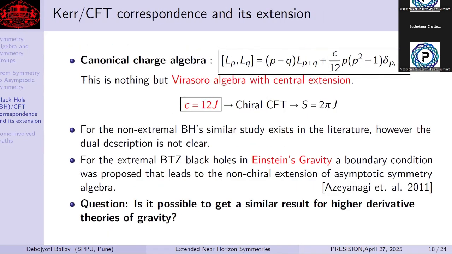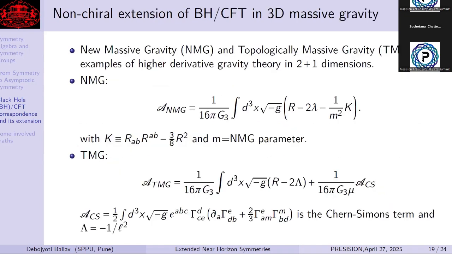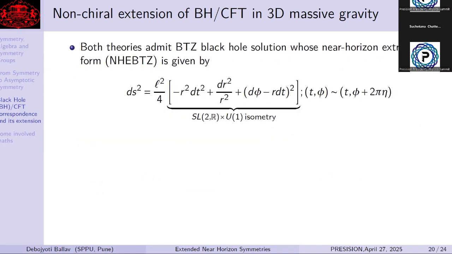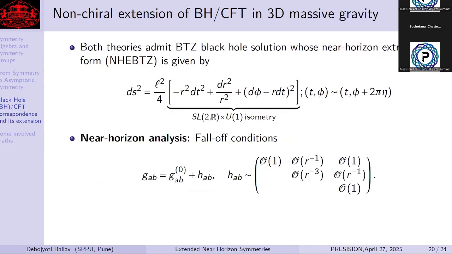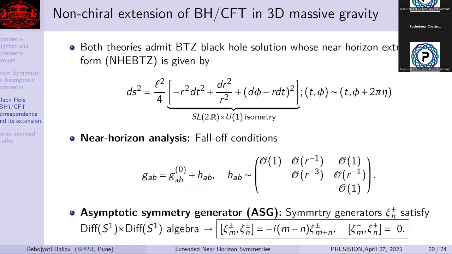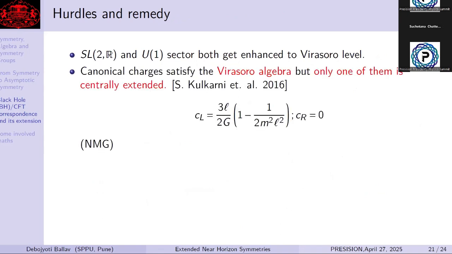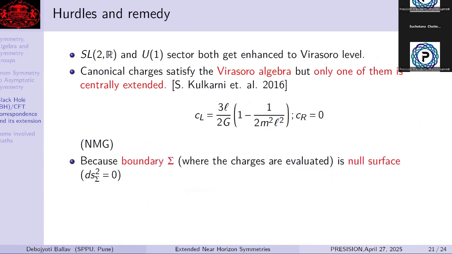So our question is, is it possible to get a similar result for the higher derivative theories of gravity rather than Einstein gravity? So we searched for 2 higher derivative gravities, new massive gravity and topologically massive gravity, given by these actions. And we say that they have the same isometry. So we do a near horizon analysis of those theories, and the Dirac bracket algebra gives us the central extension terms. But we see that one of the central extensions is 0 and another is non-zero. And we see that the issue is due to the boundary surface being null.